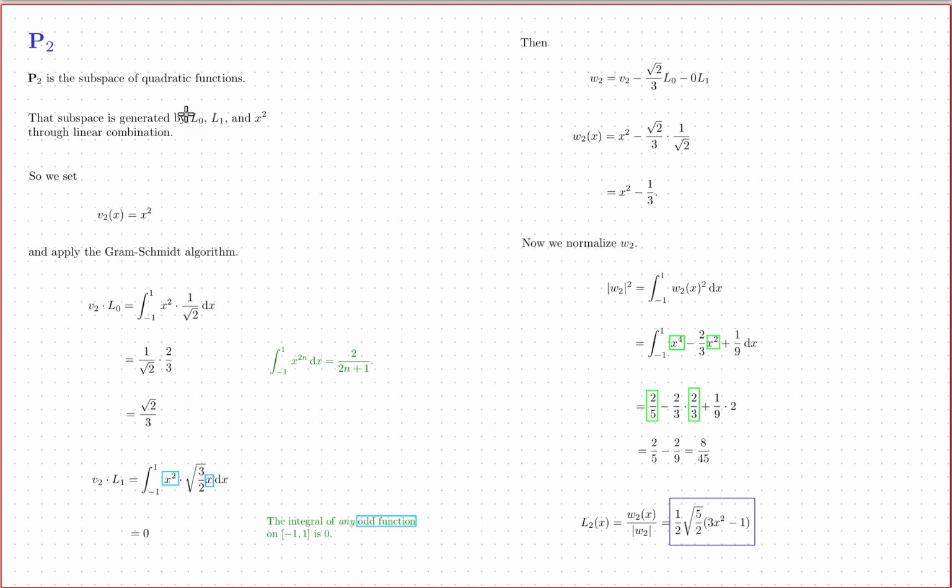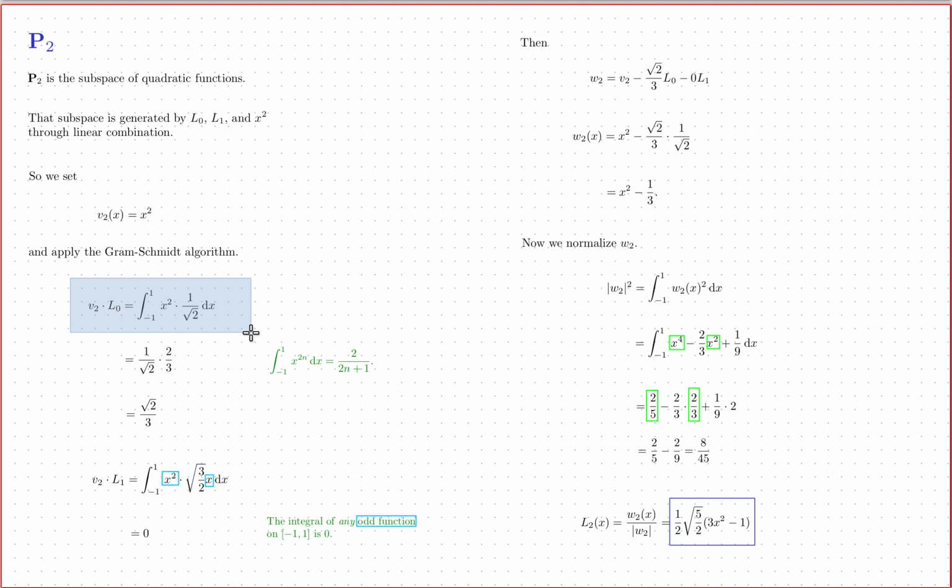So because we've already worked out L0 and L1, we really only have to apply the Gram-Schmidt process to x squared. So the first step is to take x squared and subtract off its projections onto L0 and L1. In order to do that, we have to work out the dot products. So we'll work out V2, which I'm calling x squared, right? I'm going to call x squared V2 of x. We'll have to work out the dot product of V2 with L0 and of V2 with L1. Well, this will be easy now.